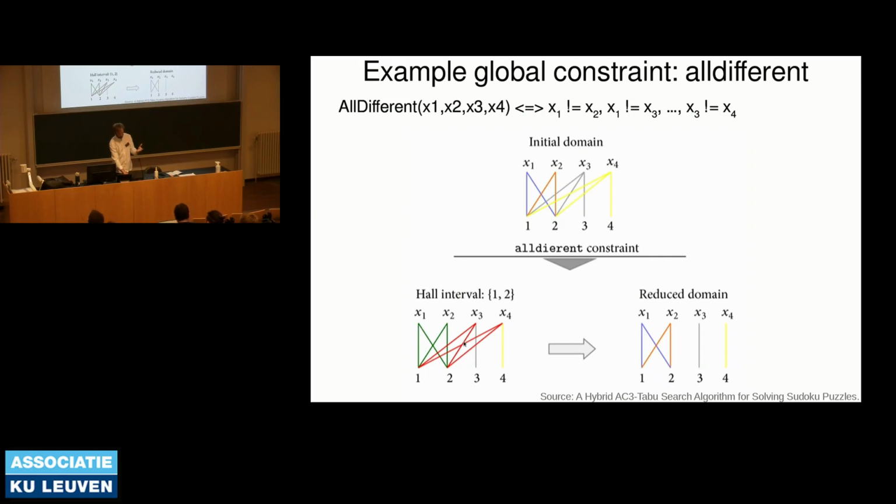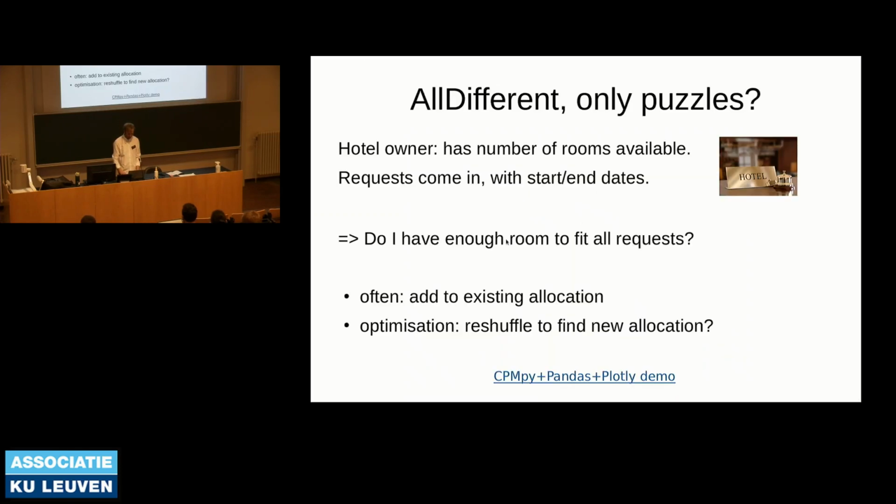If you remove 1 and 2 from variables x3 and x4, it actually becomes a much simpler problem. Their assignment is now fixed, and you will only have to search over those two variables. So especially for all different and a number of other constraints, there's a good reason that you might not want to decompose it, but reason over the global structure.